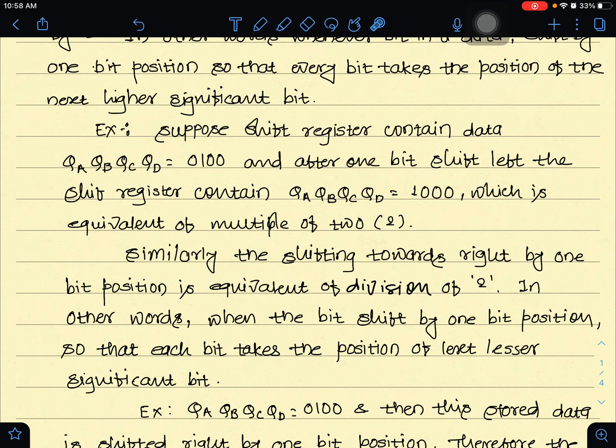Now let us understand with the help of an example. Our data contains the value 0100, that means in QA the 0 is present, in QB 1 is present, in QC 0 is present, and QD is also 0. Focus on this one: this 1 is stored at QB.